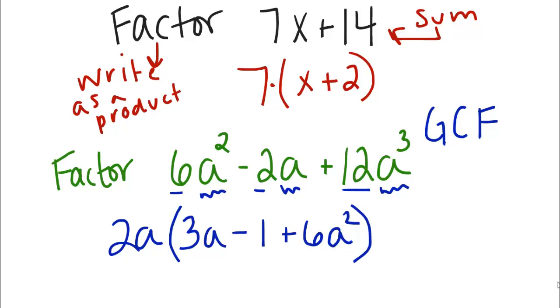We factored it. We've written our original sum as a product. 2a times the quantity 3a minus 1 plus 6a squared. I'm going to leave it like that for now. Both examples on this page were examples where we could factor out a GCF. It's the first thing you want to look for when you're factoring something.